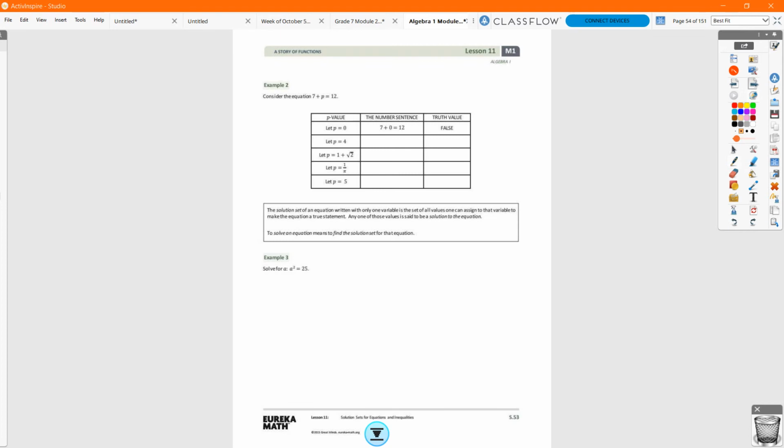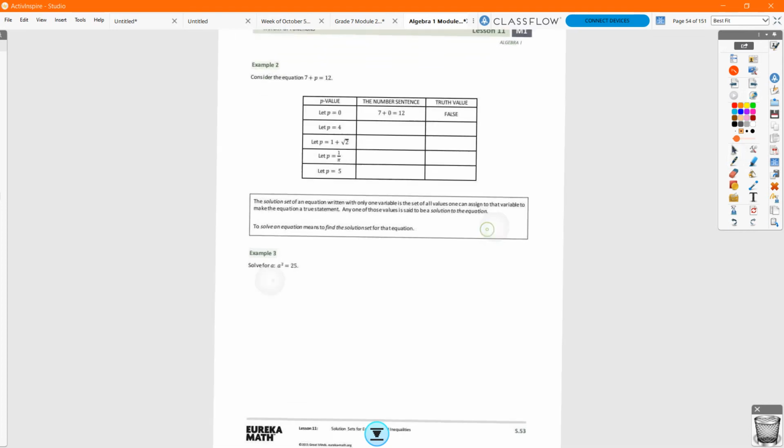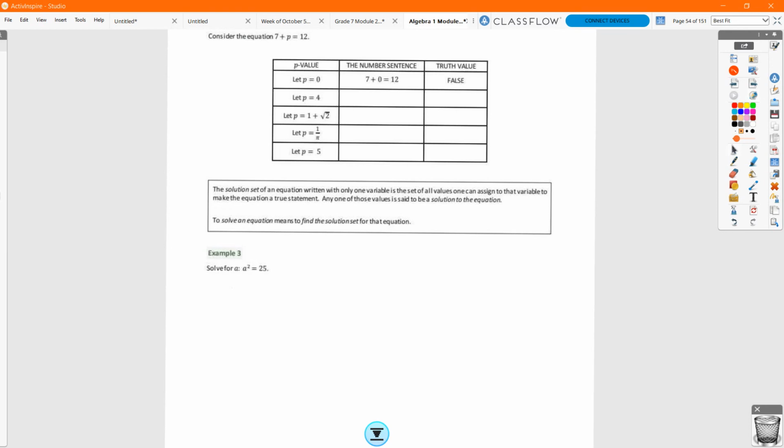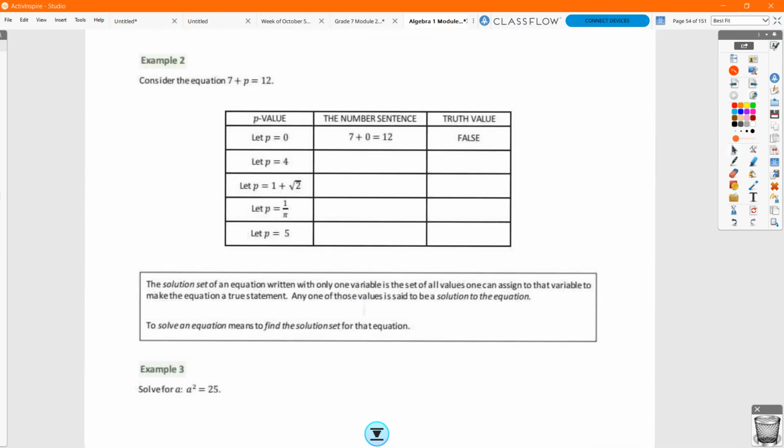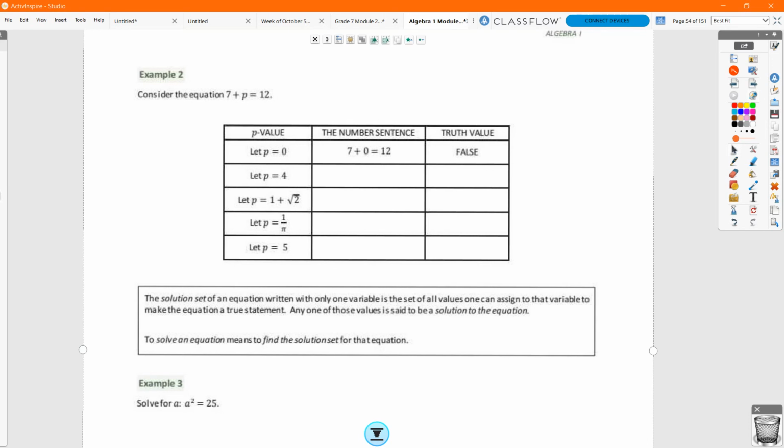Okay, so consider the equation 7 plus p equals 12. Going to make this really nice and big for us. Now we have an equation, and we must determine whether any value that we substitute in for p is going to make the statement true. So we're going to say let p equal 4. So 7 plus 4 equals 12? Does 7 plus 4 equal 12? It does not. So this is a false statement.